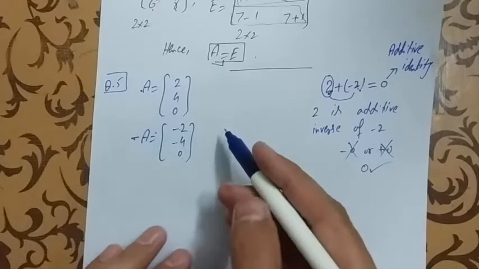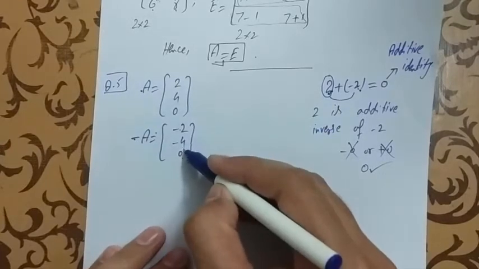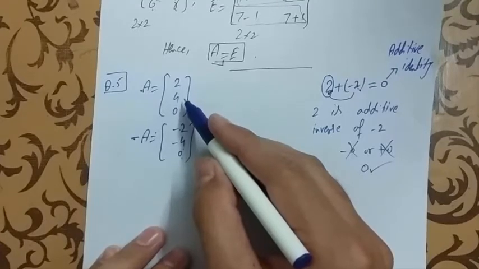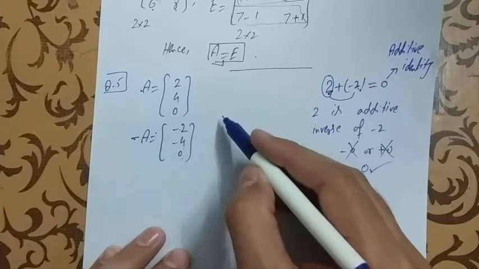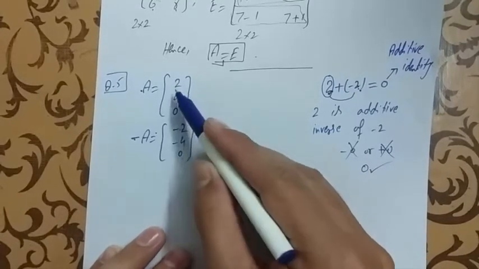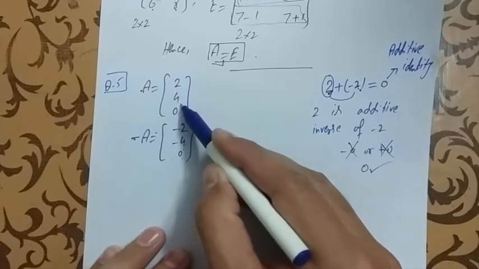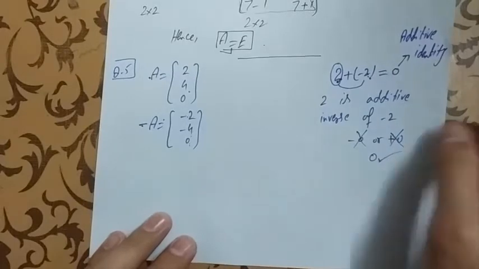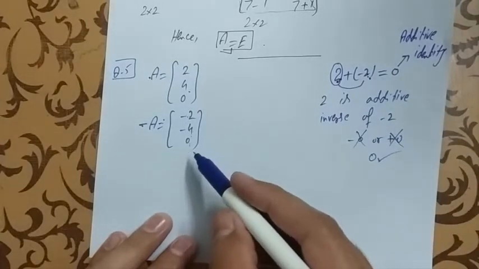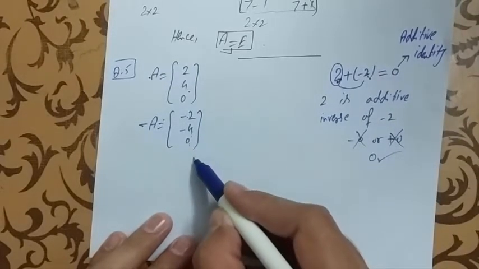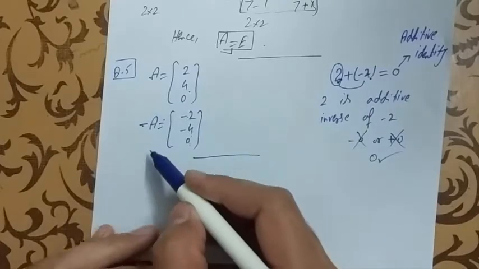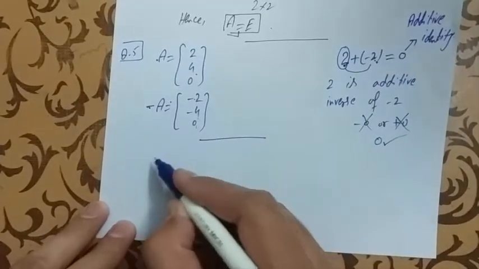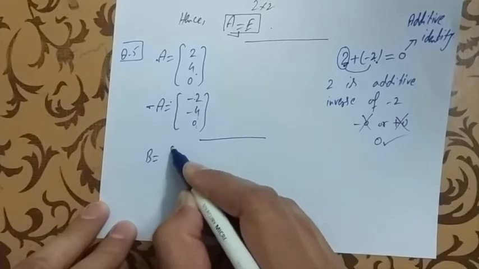Okay, students, when we add this and this, the result is equal to 0. Minus 2 plus 2 is 0. Minus 4 plus 4 is 0. 0 plus 0 is 0. So it's the additive identity of the matrix. Okay, I write another example for your understanding.